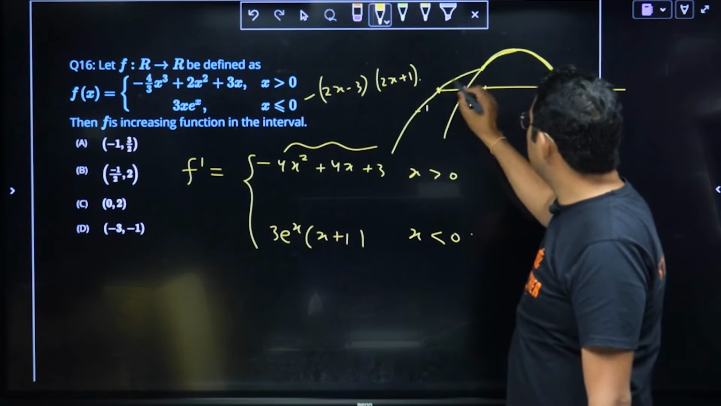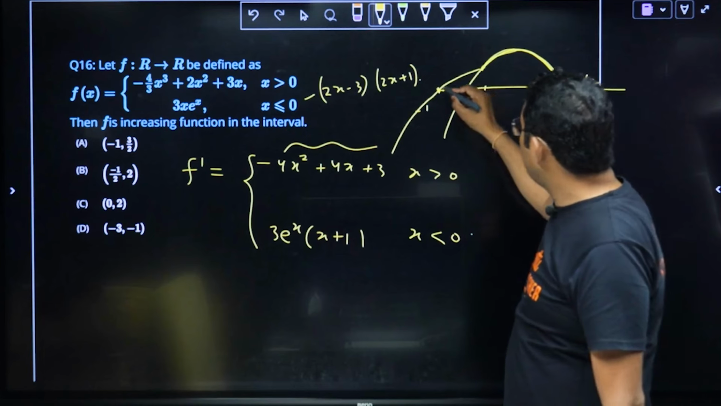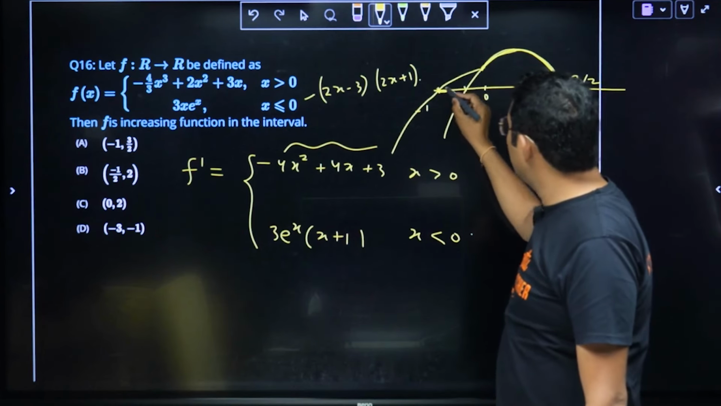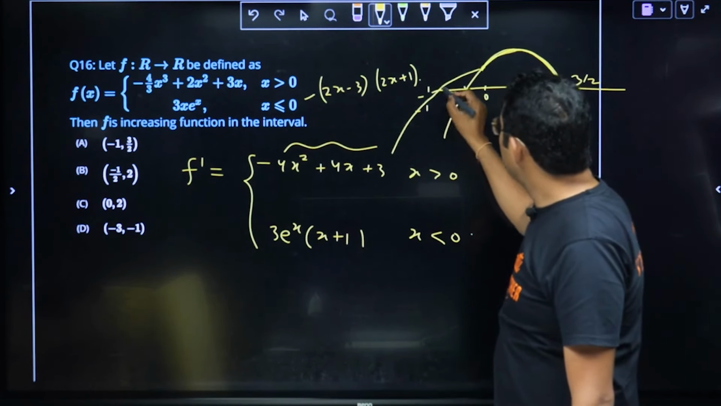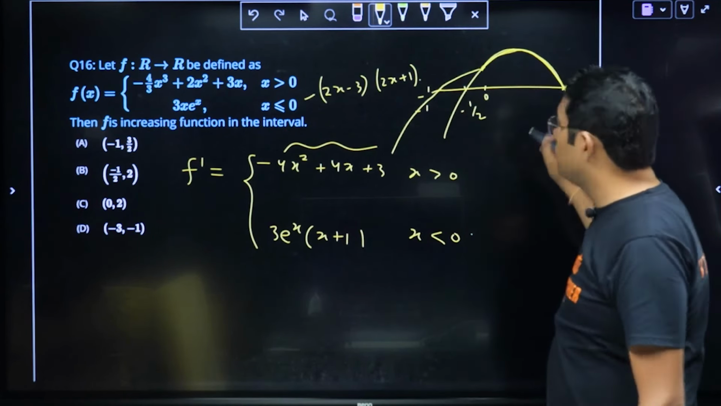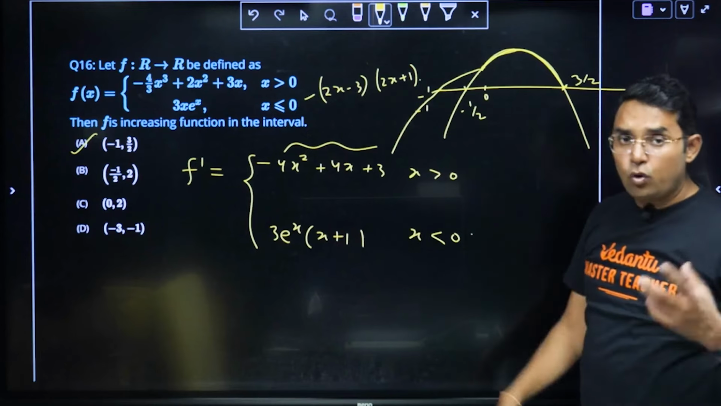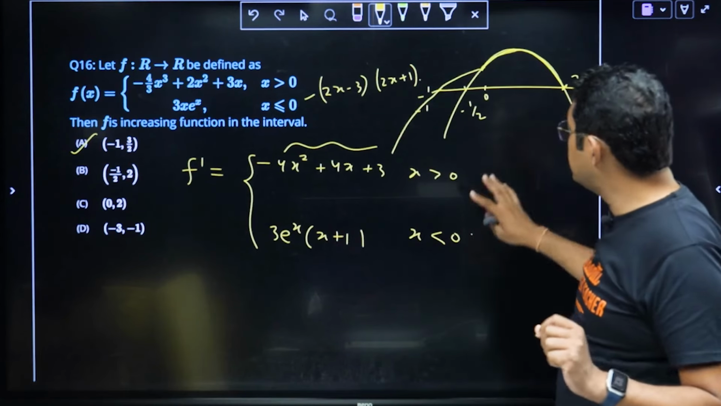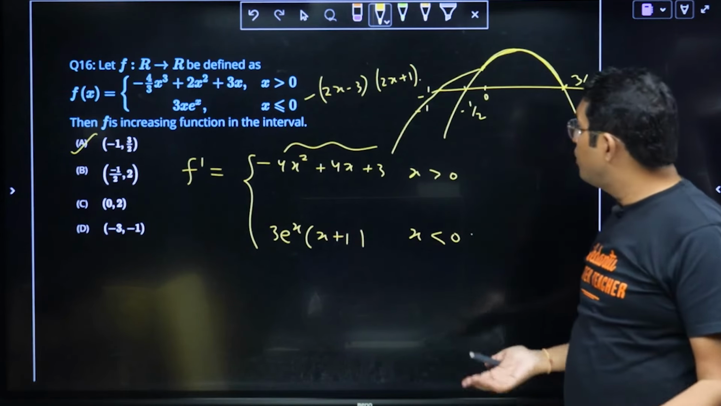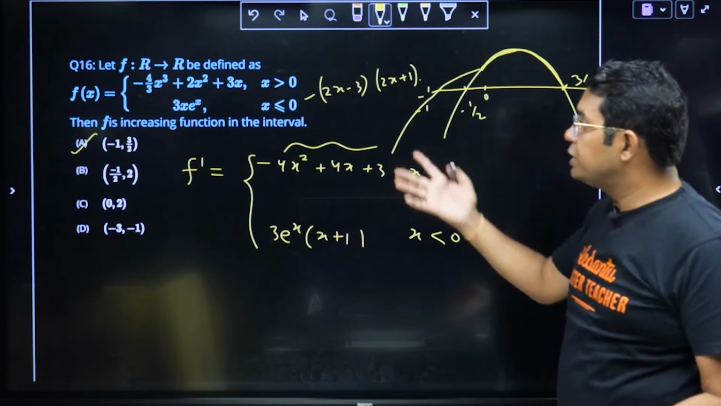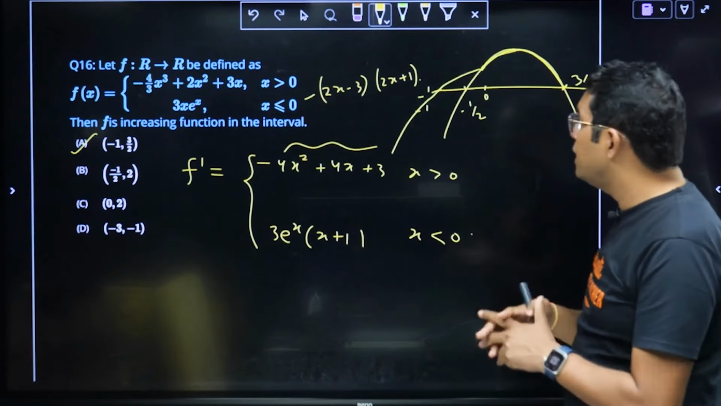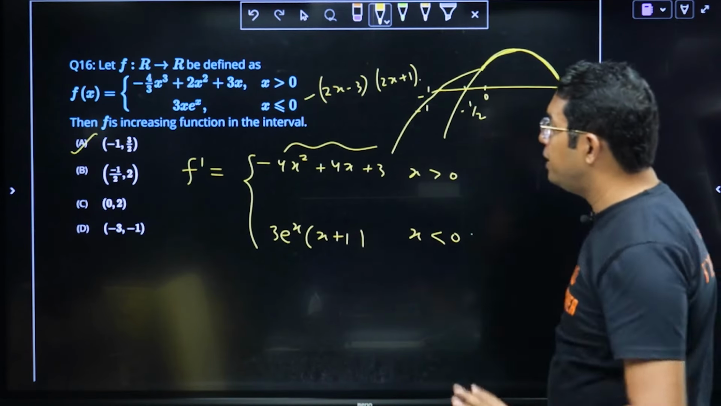So you can see the graph of the derivative is positive from minus 1 to 3 by 2. So between minus 1 and 3 by 2, I think this function will be increasing. In fact, this function is continuous also, and the values are such that it is differentiable also. So there is no problem of that kind also. So the function is strictly increasing in the open interval minus 1 to 3 by 2. So the answer is A.